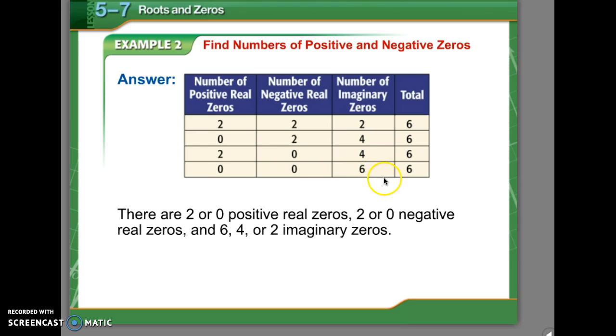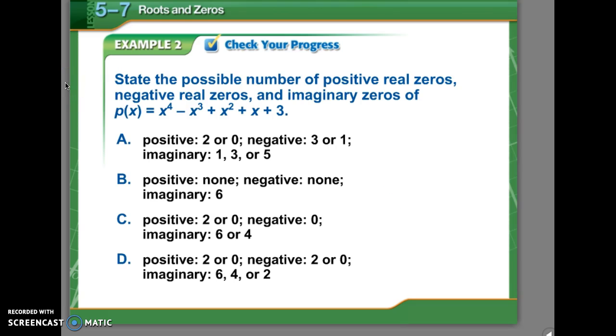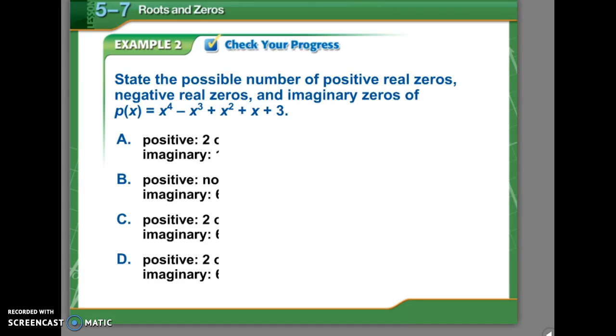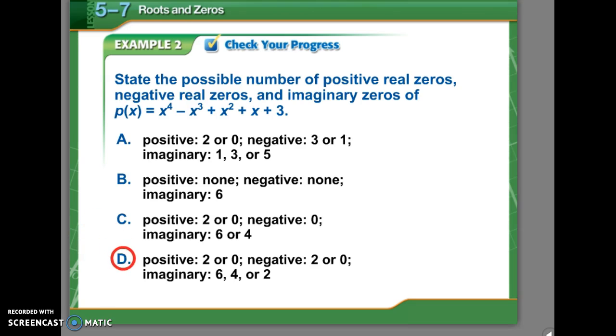And basically we're saying here we're not going to find out what they are, we're just saying what they could be. All right, our check your progress problem. For example 2, we're going to find the number of positive real zeros, negative real zeros, and imaginary zeros for this polynomial function. Pause the video as long as you need. When you have your answer, go on to the next slide. All right, this is choice D. There's either 2 or 0 positives, there's either 2 or 0 negatives, which means that there could be 6, 4, or 2 imaginaries. Pretty much the same as the example that we just looked at.